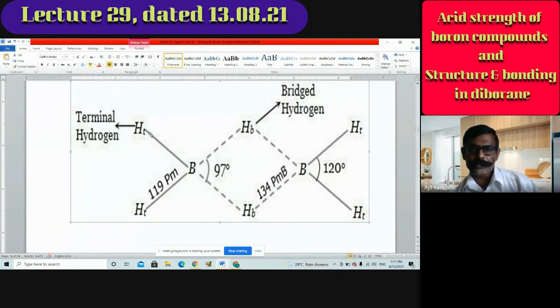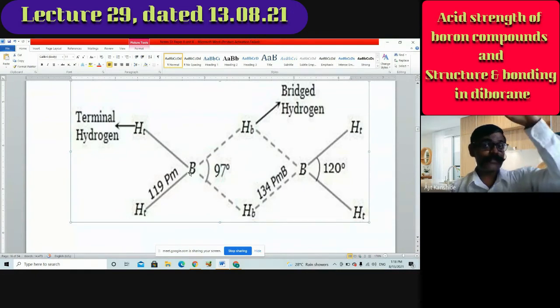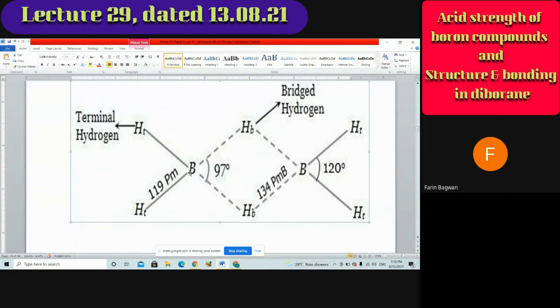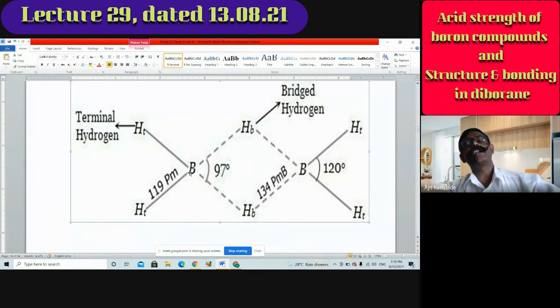When this bond formation takes place between the hydrogen and the boron, how many electrons does this boron have? Let us find that. I want your help now. What's the atomic number of boron? 5. Right, 5. So the electronic configuration is 1s2, 2s2, 2p1. But when bonding occurs, the outermost orbitals are involved. Outermost shell electrons are involved. Answer my question: in the outermost shell of boron, how many electrons are there? 3. Right, 3 electrons are there.